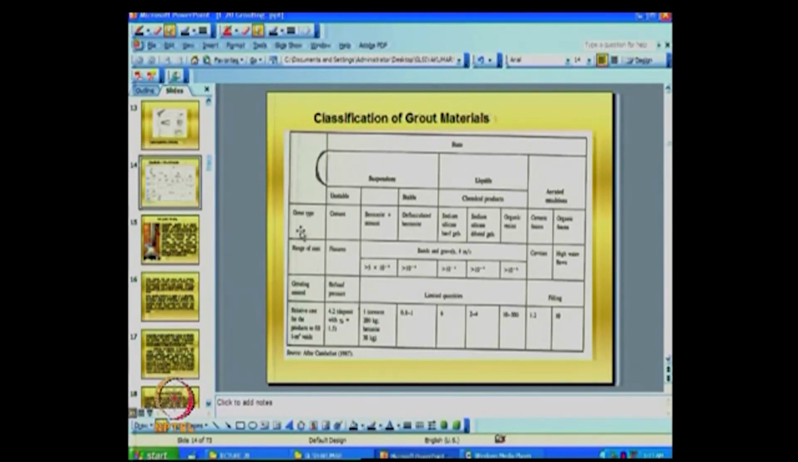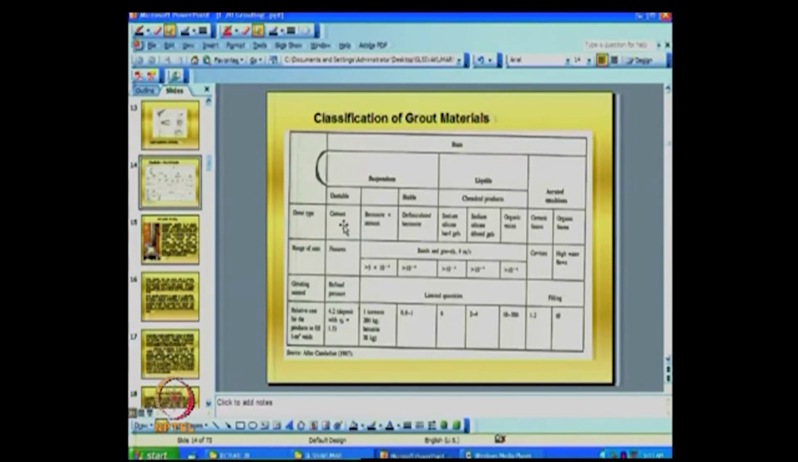So, for example, here, as I just mentioned, the state of the grout could be in the form of a suspension, it could be in the form of a liquid, or even it could be in the form of aerated emulsions or foams. Grout type, say for example, suspension type is unstable and stable. I will discuss that later, what is stable and unstable.